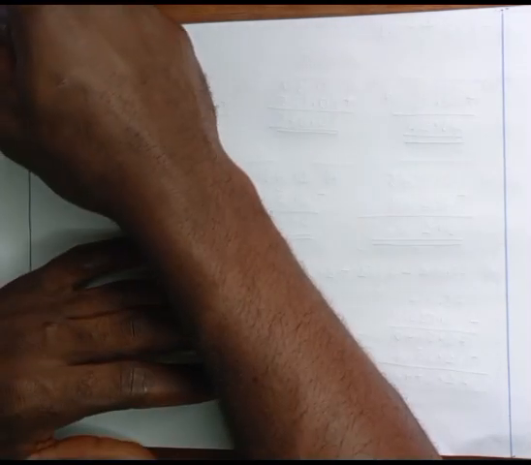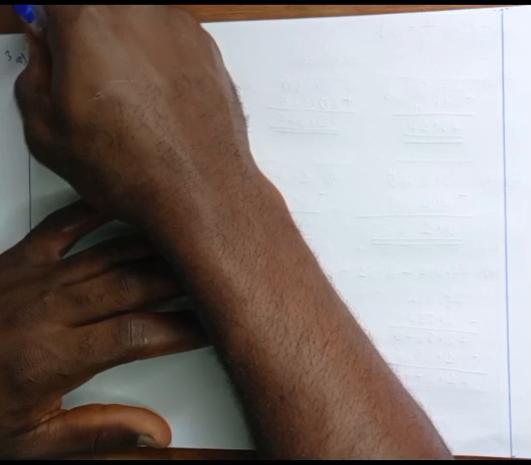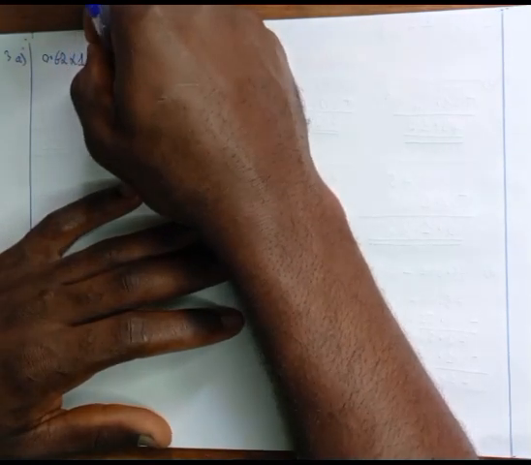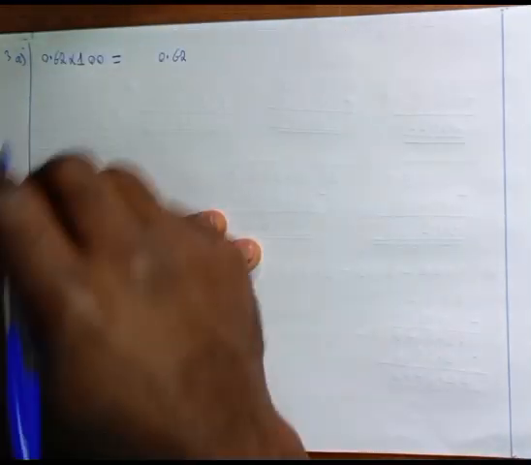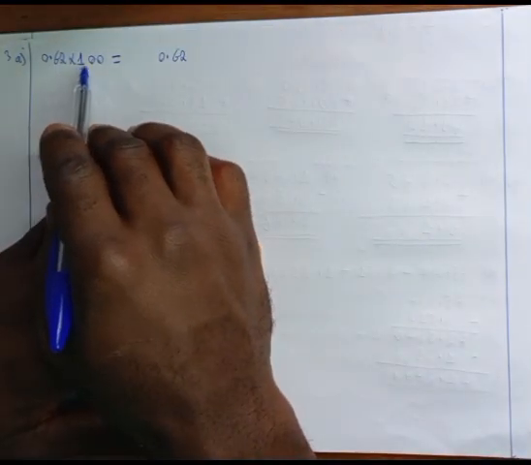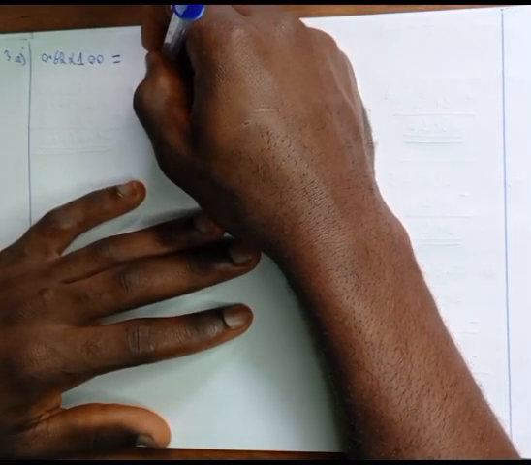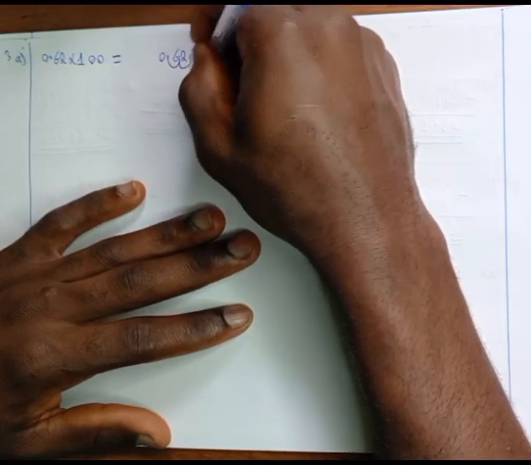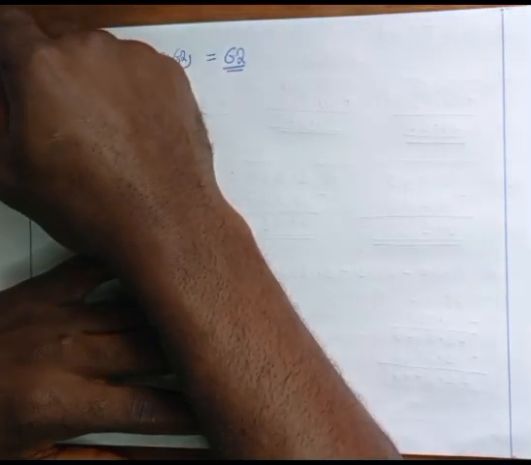Question 3 says calculate the following. For A, we have 0.62 times 100. This will simply be equal to, you are going to write down 0.62. We are multiplying 0.62 by a power of 10, which has 2 zeros. So you are going to take the decimal point 2 places to the right. 1, 2. So this will give us 62.